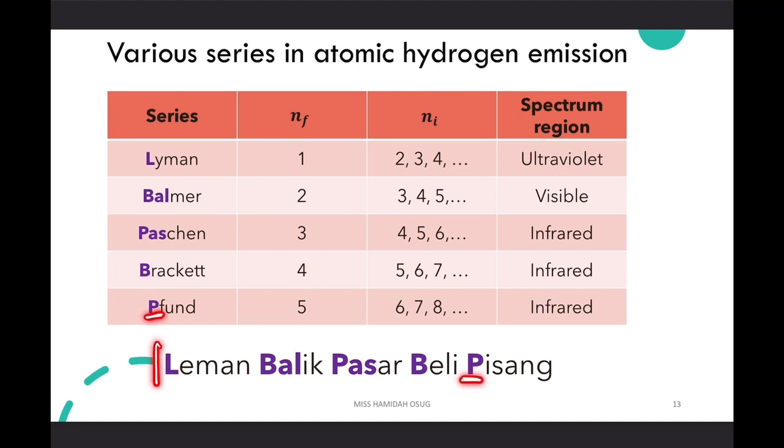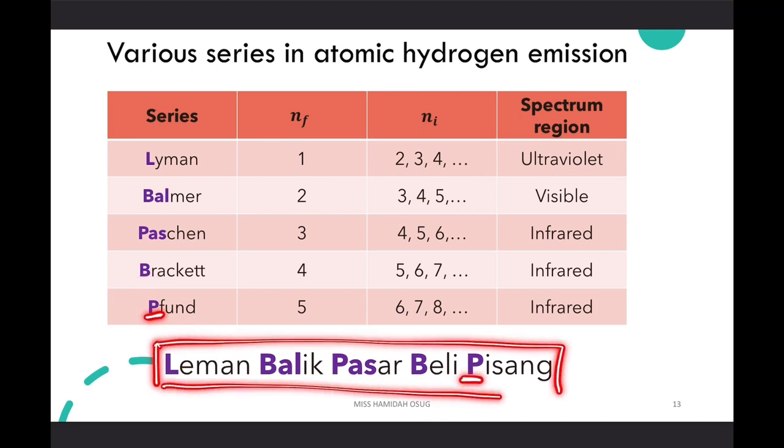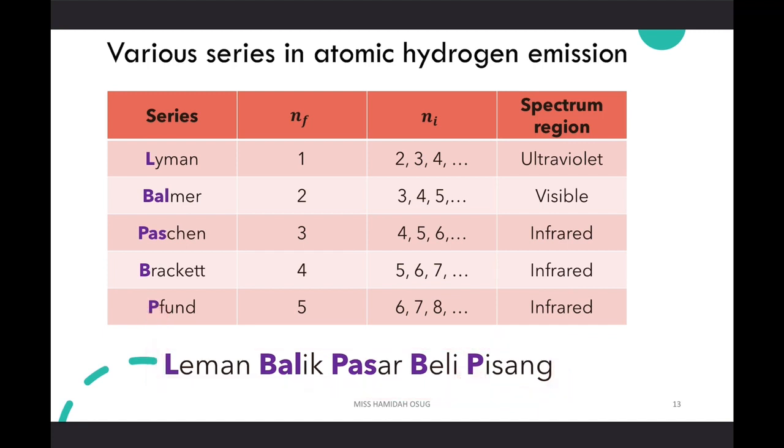Okay, so kamu juga kena tahu N final bagi ke setiap series. So, N final for Lyman is 1, N final for Balmer is 2, N final for Paschen is 3, N final for bracket is 4, and N final for P-Fan is 5. And then the next thing you need to remember is the region for each series. Okay, UV, visible, and also infrared.